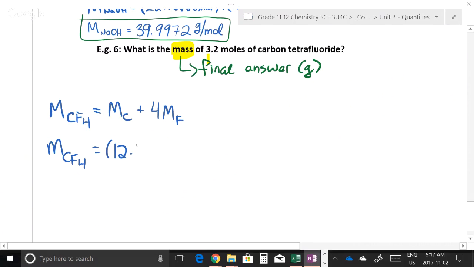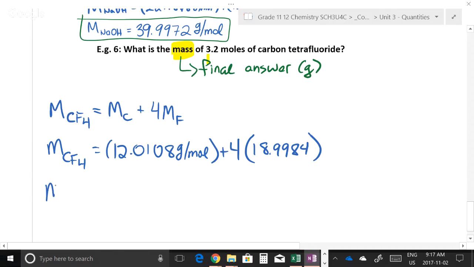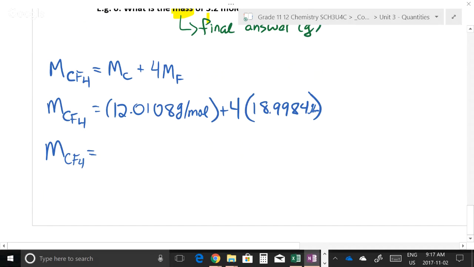So when we do that, we get what? 12 point, what is this? 12.010. Okay. And 4 times, what's fluorine? 18.9984. Okay. Grams per mole. Oh, good. Thank you. Keep me accountable. All right. And when we do that, what do we get? Kayla, what's my final molar mass here?